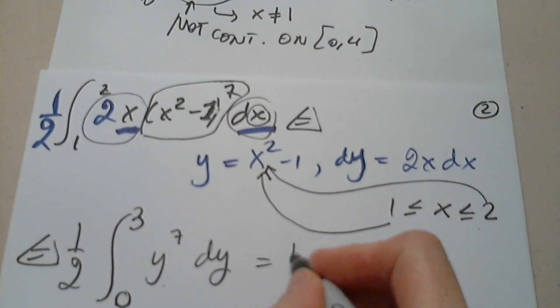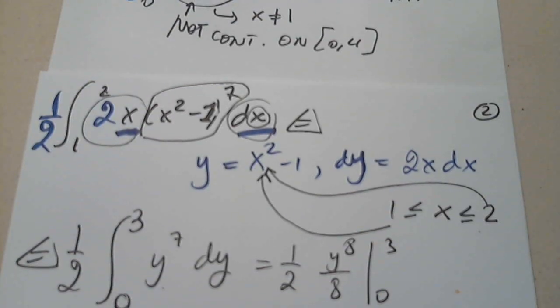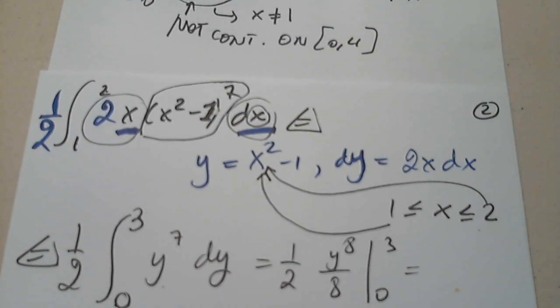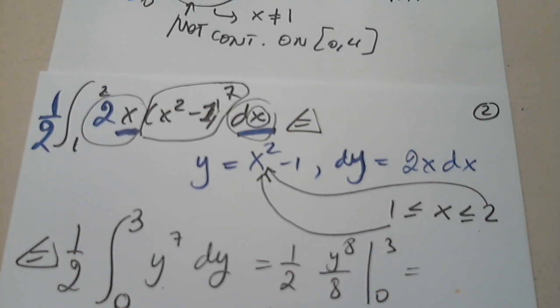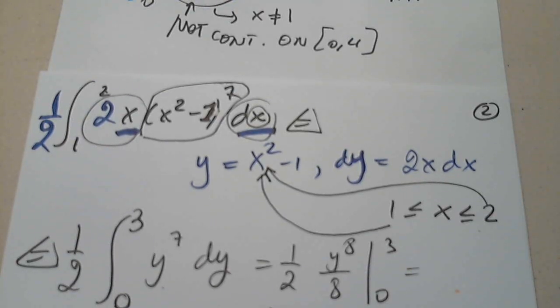So therefore, this is 1/2 y to the 8th over 8 from 0 to 3. So this is 1 over 16 multiplied by 3 to the 8. And this is it. So, of course, we're going to go to the graphing calculator and see what 3 to the 8th power is. So 6561 divided by 16. And this is it.